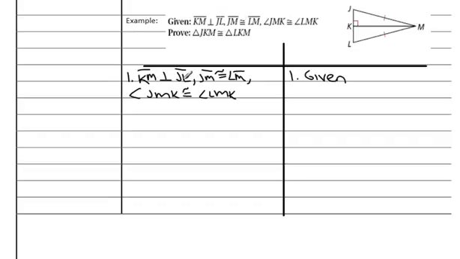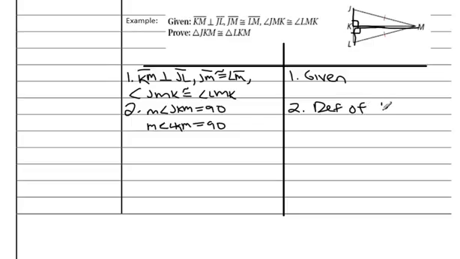They told us that KM is perpendicular to JL. So I need to mark that angle JKM is 90 degrees. So the measure of angle JKM is 90 degrees, and the measure of angle LKM is also 90 degrees. And the reason I marked that is because that's the definition of perpendicular. I can abbreviate perpendicular. Perpendicular says that the 2 lines intersect at 90-degree angles. Okay, that takes care of the first part.